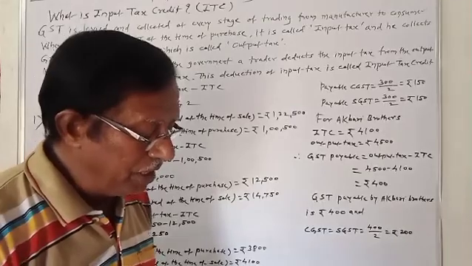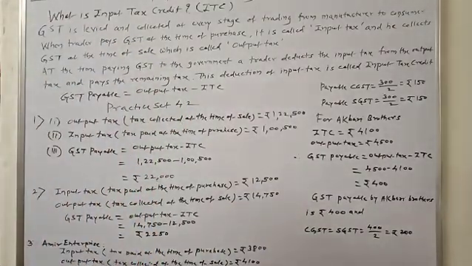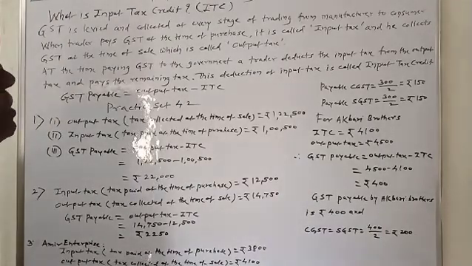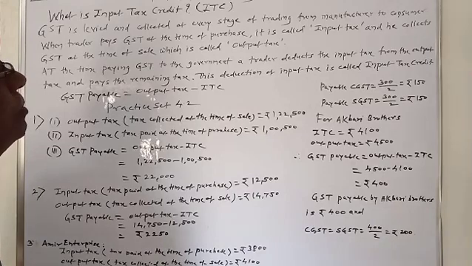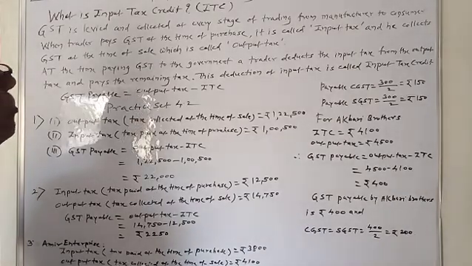Then, what is input tax credit (ITC)? GST is divided and collected at every stage of trading from manufacturer to consumer. When a trader pays GST at the time of purchase, it is called input tax, and GST collected at the time of sale is called output tax.